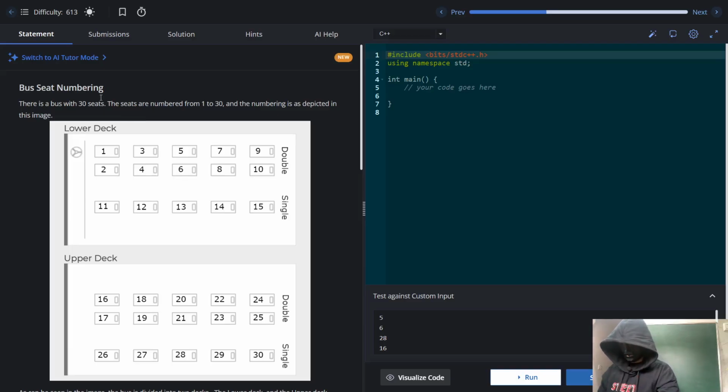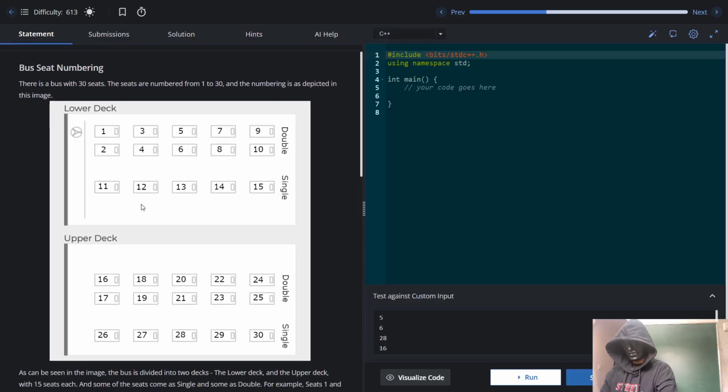So in this video I'll be solving a 30-second problem, which is bus seat numbering. There is a bus with 30 seats. The seats are numbered from 1 to 30 and the numbering is as depicted in the image below.